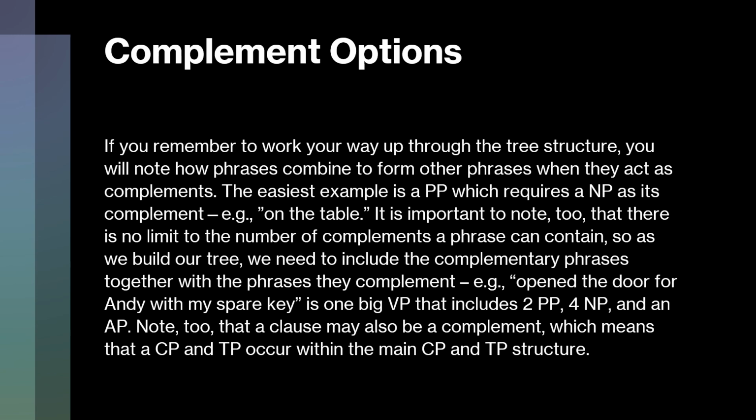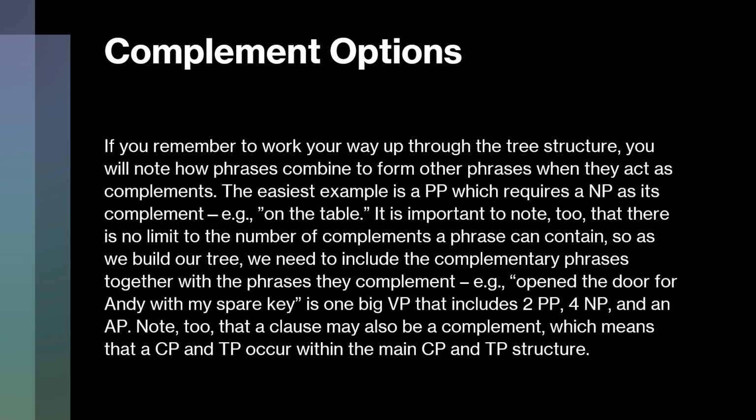So, for example, "opened the door for Andy with my spare key" is one big verb phrase, right, with our verb head "opened." But it includes two prepositional phrases, four noun phrases, and an adjective phrase. See if you can see all those. Two prepositional phrases: "for Andy," "with my spare key." Four noun phrases: "the door," "Andy," "my spare key," and "my." You might have missed "my" there. "My" is its own single word noun phrase. And an adjective phrase for the word "spare."